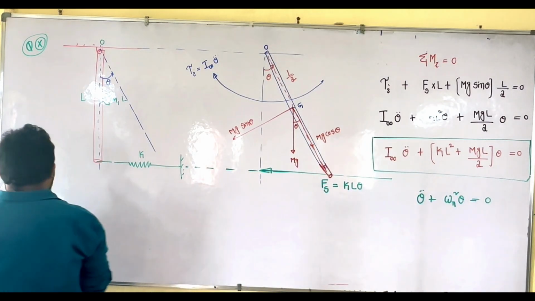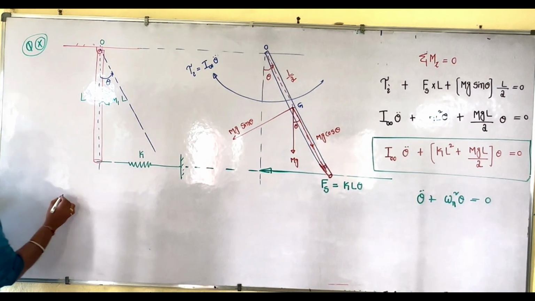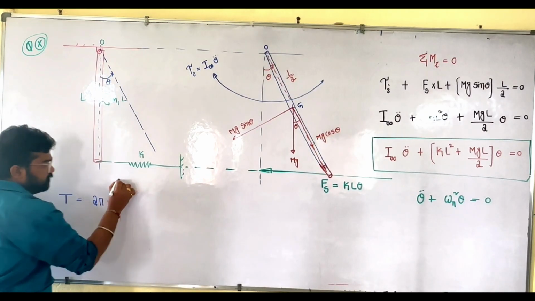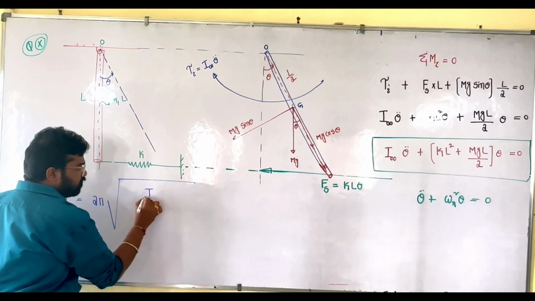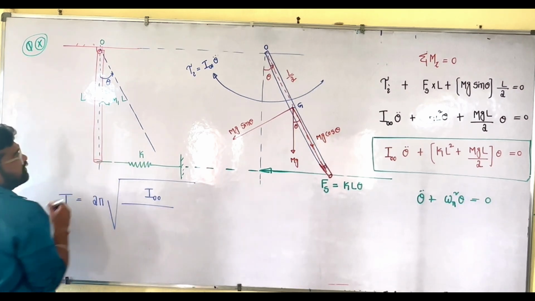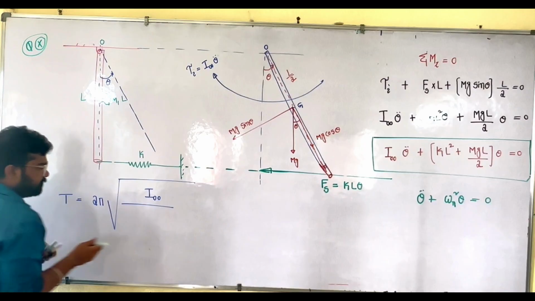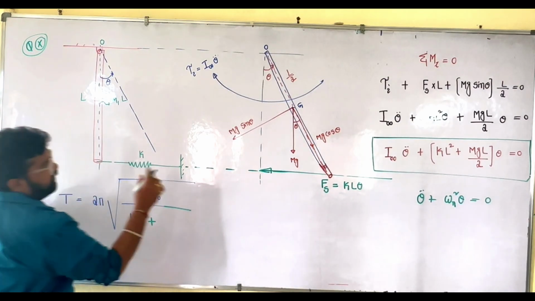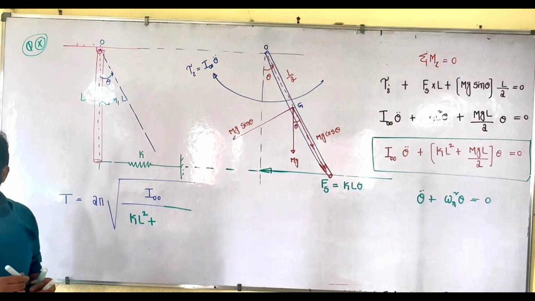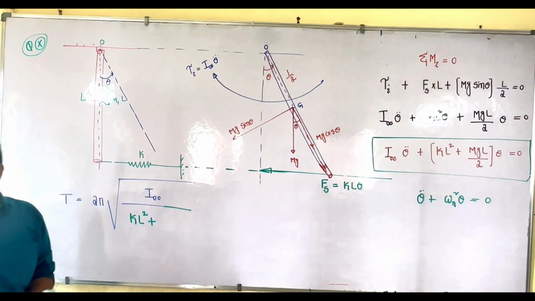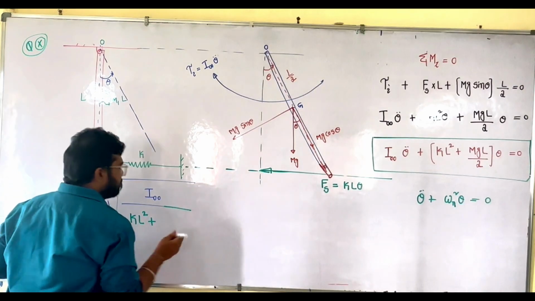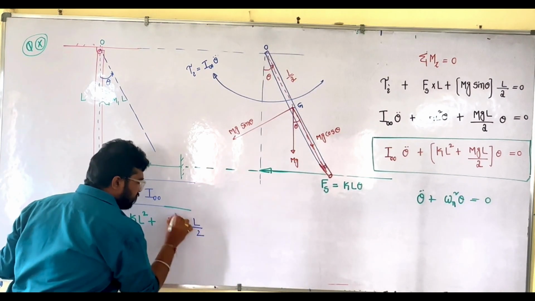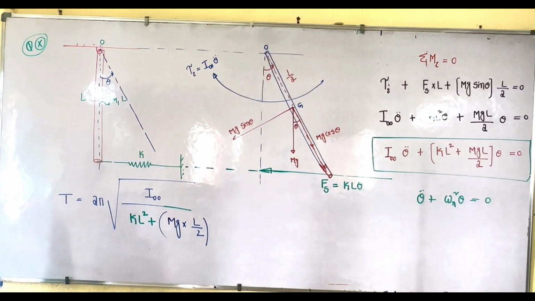What is the short trick here? The time period of oscillation equals 2 pi square root of I over k times of how much? K times L square plus the moment of weight. The moment of weight we need to add in the denominator. That is mg into L by 2, as the weight is acting at L by 2.